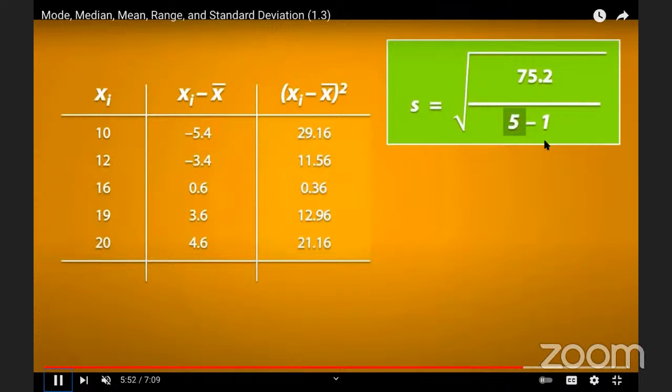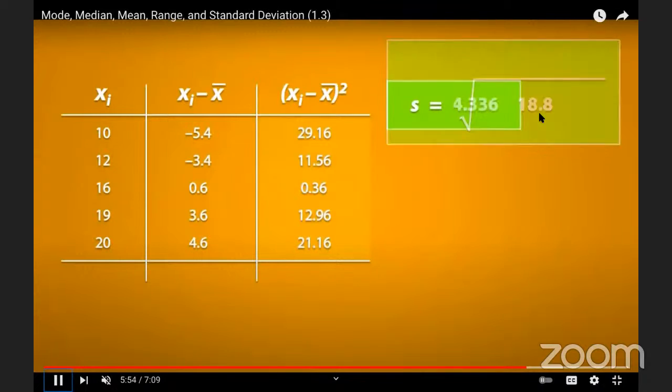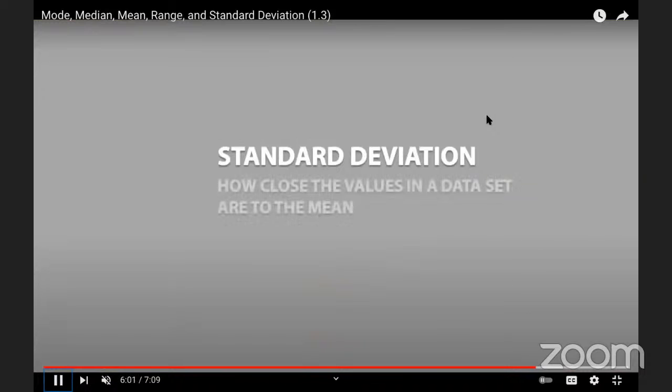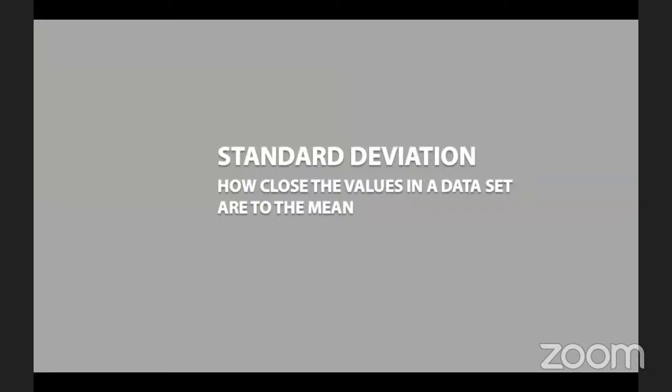Minus 1 is 4. So now when you do that, you again get 18.8, and with the square root it is 4.334. How does this standard deviation even matter? If you look at it, it is the closest value of the data set to the mean.